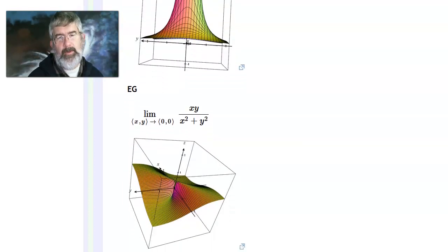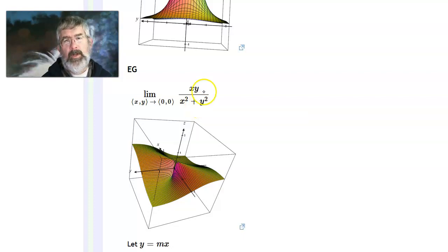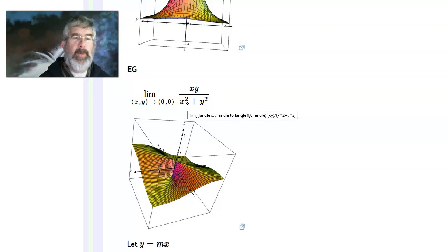The next example is kind of interesting. Definitely there's a problem at 0, 0 because the denominator would be 0. But there's also the numerator 0 at the same time. And as in Calc 1, 0 over 0 doesn't tell you anything. It means there might be a limit. It means there might not be a limit. Depends on what the functions are, and you've got to do more work.